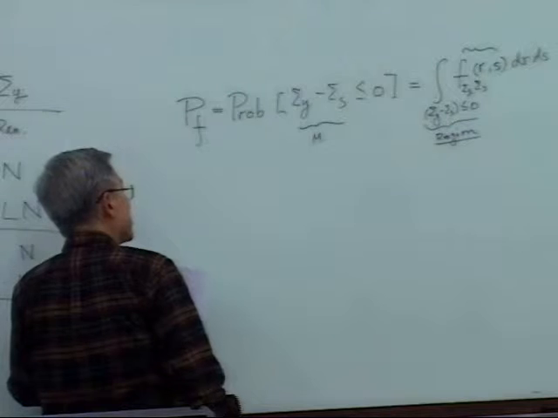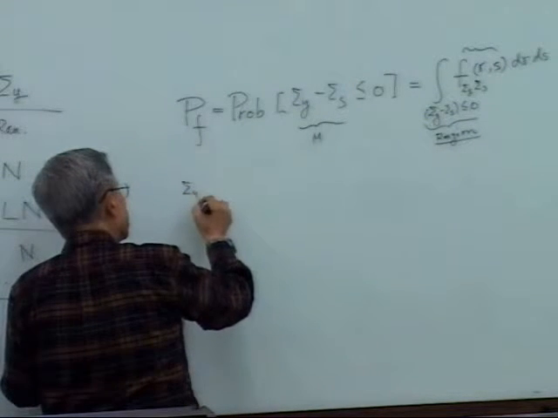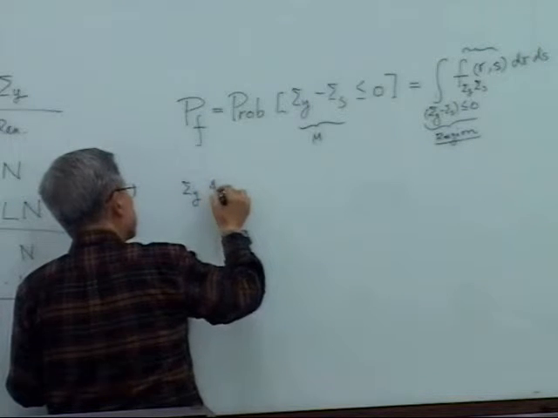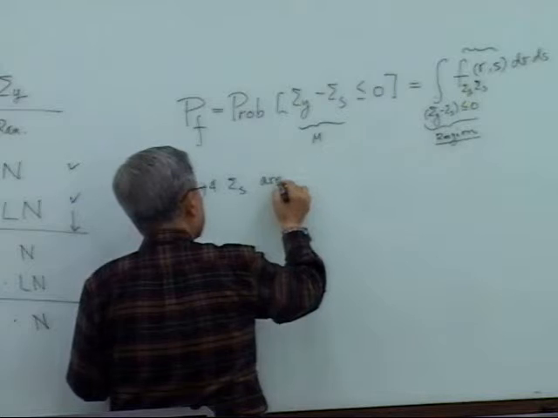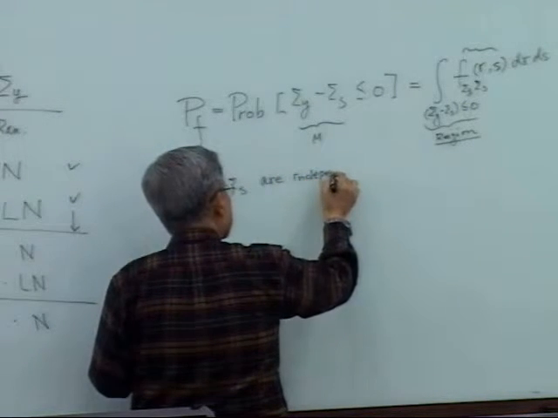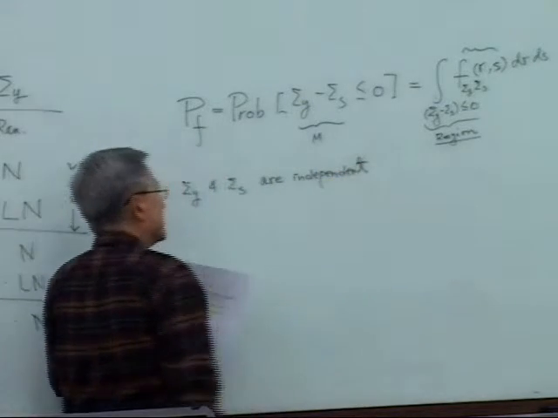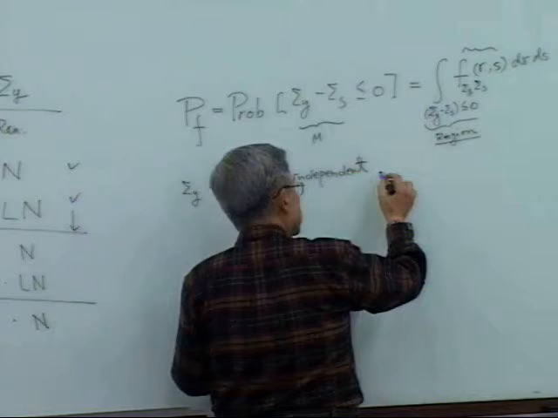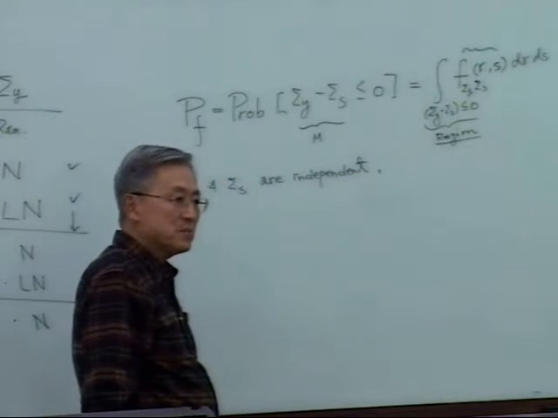And that's the joint probability density function. If sigma y and sigma s are independent, then, if it's independent statistically, of course, it simplifies very much.